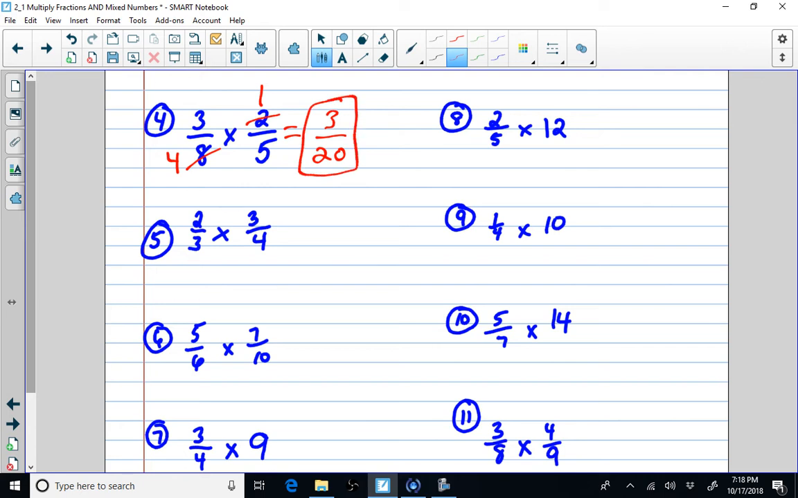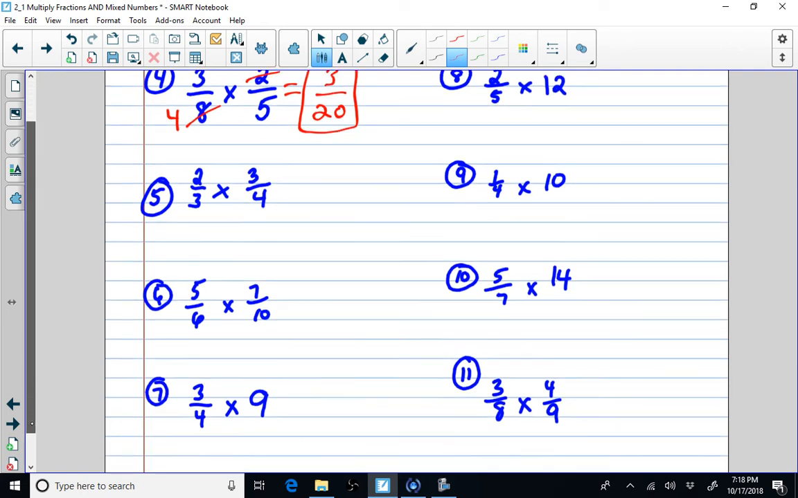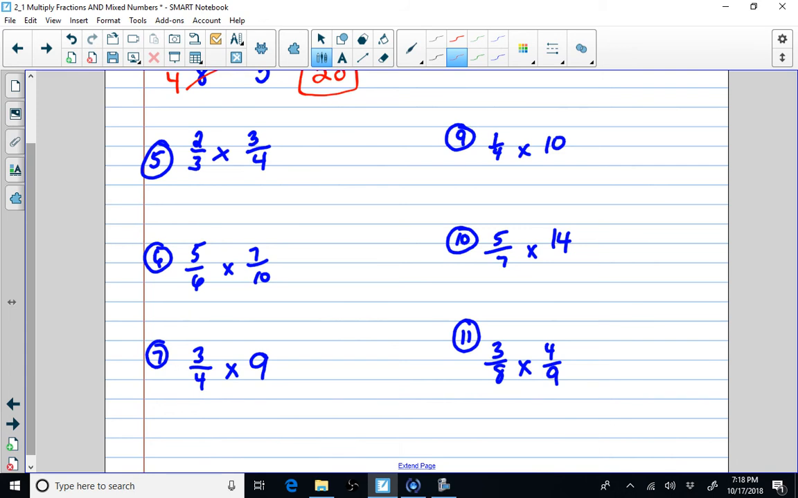Now, why do I want to simplify before I multiply? Because dividing out is going to give you easier division. If you multiply first and then try to simplify, you're going to be dealing with larger numbers. So it's easier to simplify before you multiply because you're going to be dealing with smaller numbers. All right, so we're just going to go ahead and practice dividing out. I look at my next example, and this is a nice example because I can divide out all over the place here.